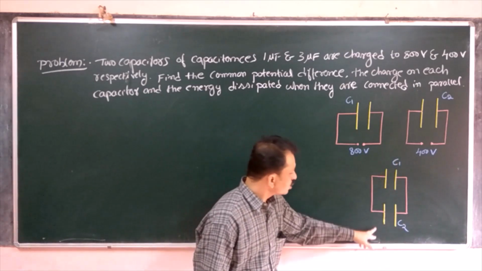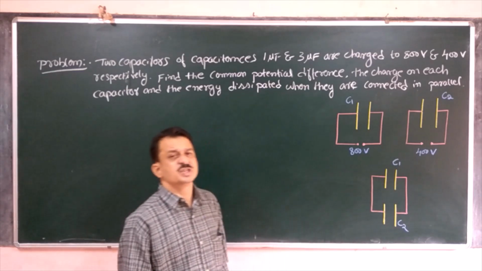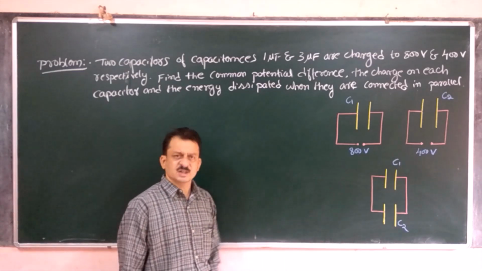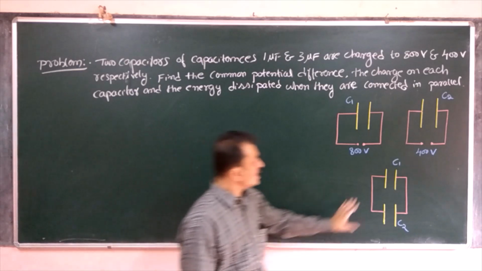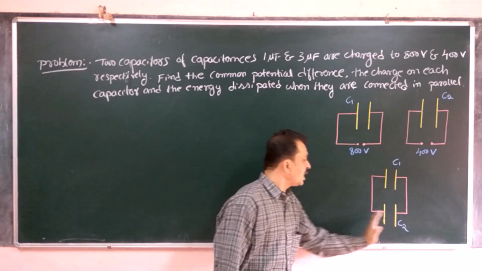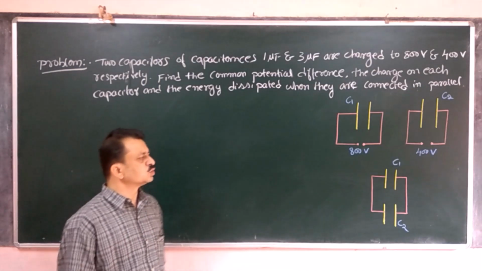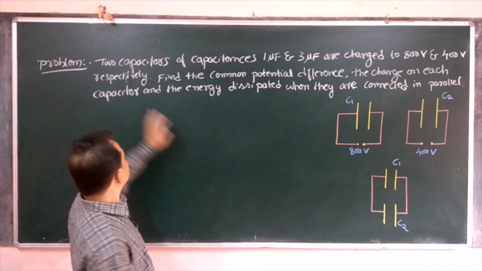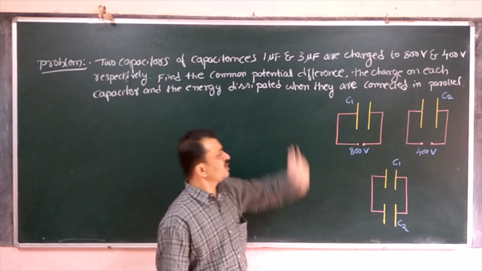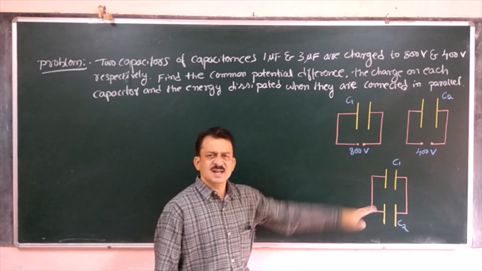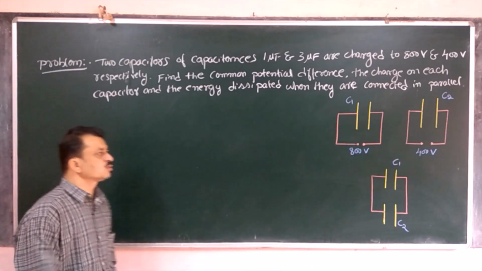Now we have to work out what is the common potential. Common potential, we have to calculate. Then what is the energy stored after connecting parallel. After parallel connection, how much energy is stored. Then we have to calculate what is the dissipation of energy, that is initial energy minus the final energy, that we have to work out.